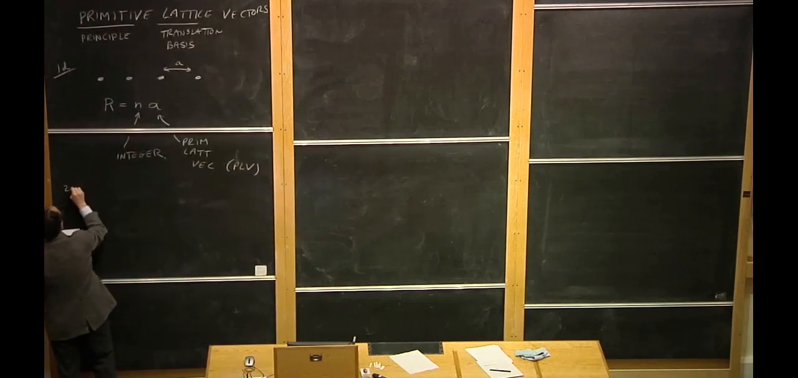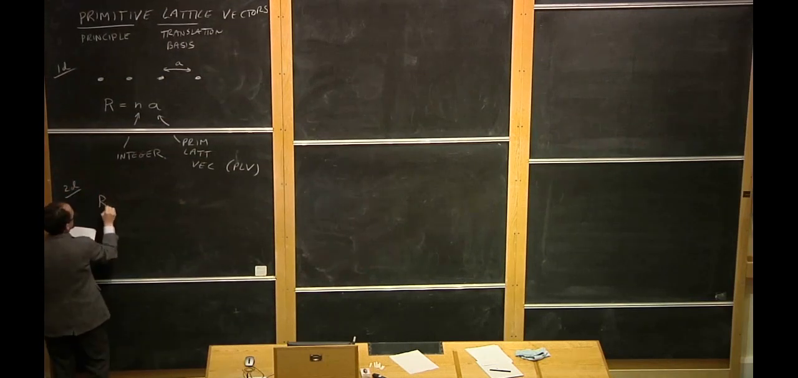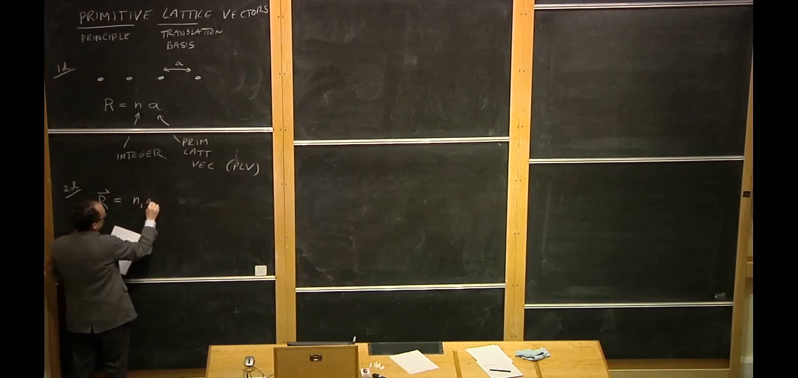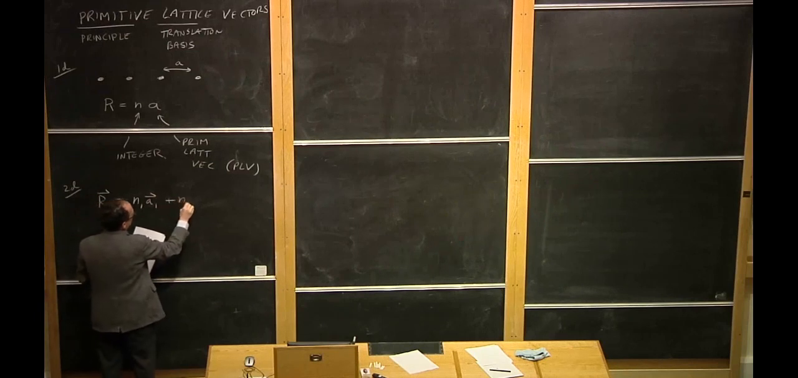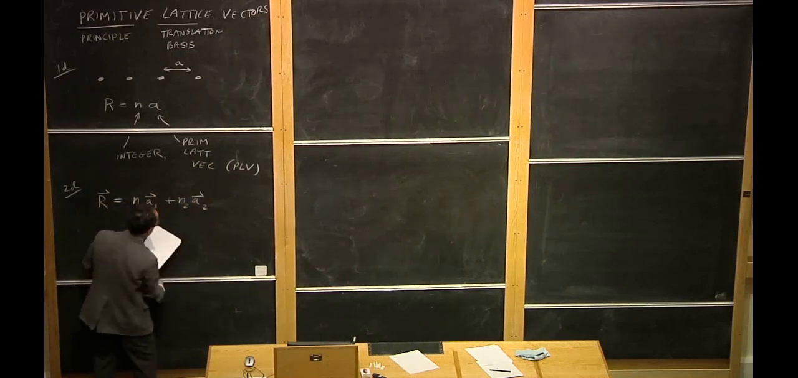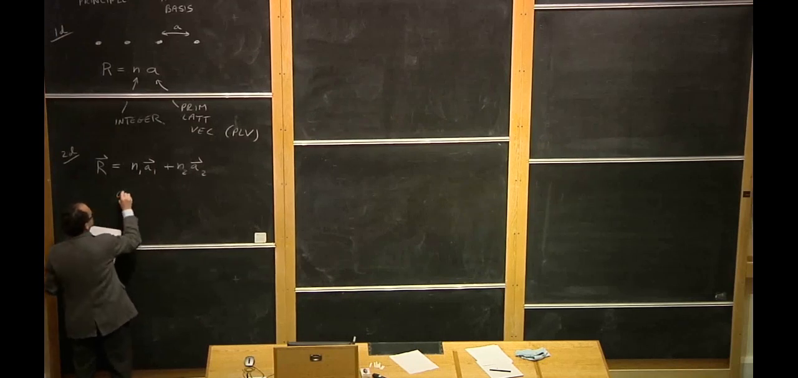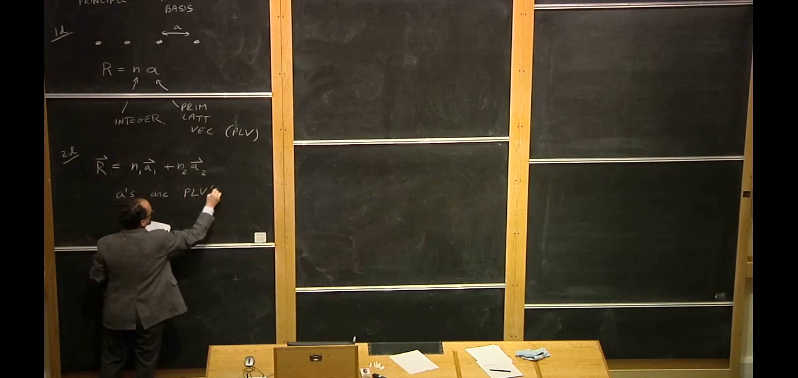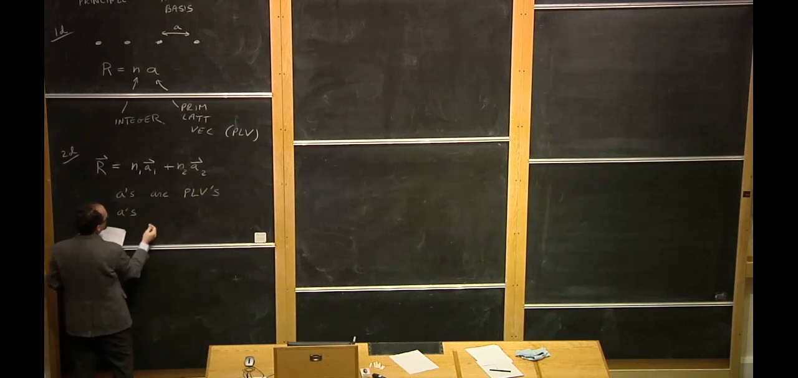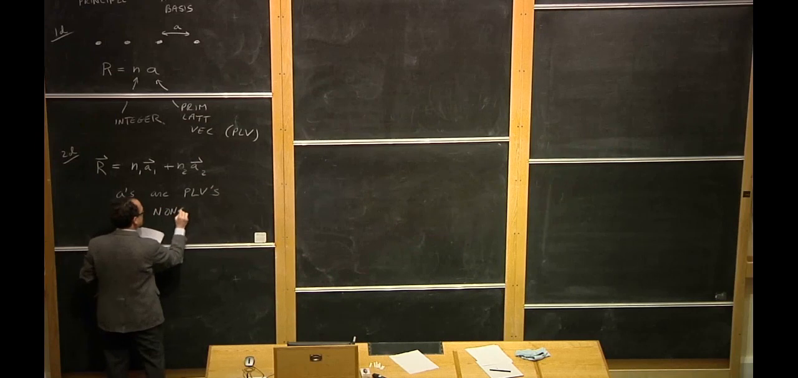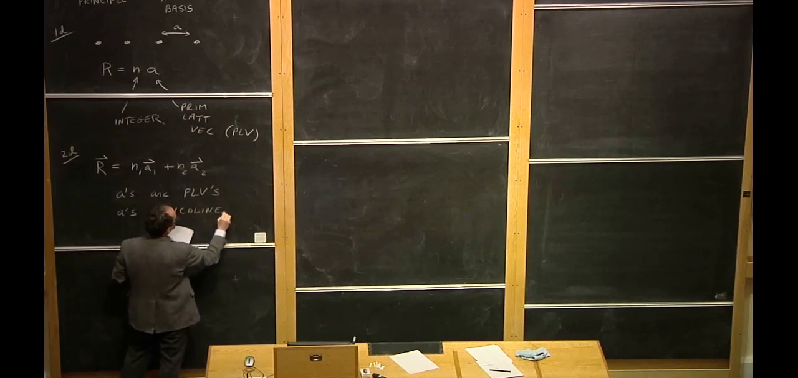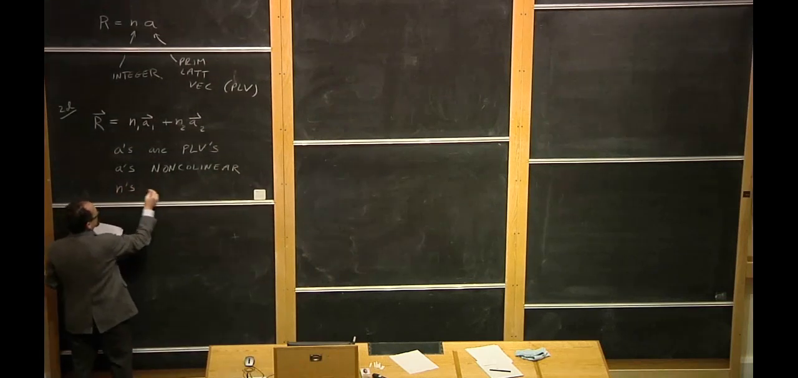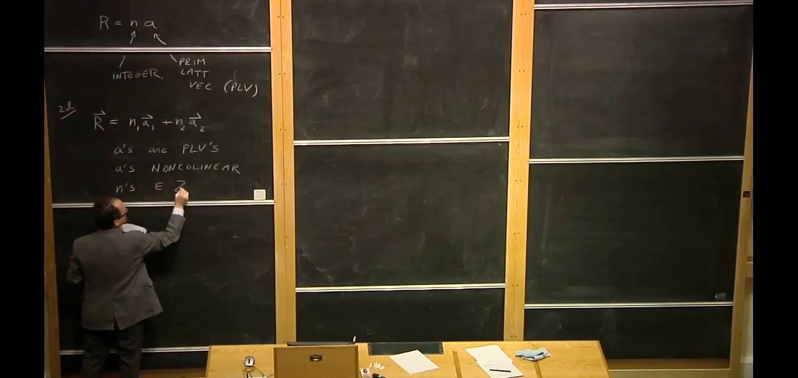Let's try one in 2D, a little bit more complicated. The lattice points, the lattice vectors here, are integer n1 times a primitive lattice vector a1 plus an integer n2 times another primitive lattice vector a2. The a's are the primitive lattice vectors, the PLVs. The a's should be non-collinear, so that we have something that's really two-dimensional. And the n's are integers, elements of the integers.